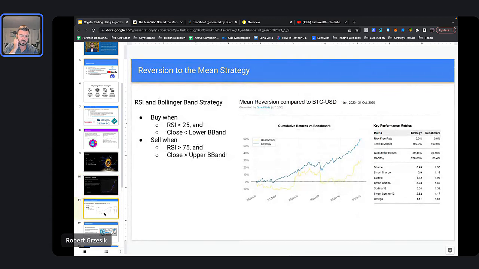Cool. Okay. All right. So let's talk about another strategy. All right. So let's talk about the mean reversion strategy, right? We call it reversion to the mean. Okay. This strategy basically uses technical analysis, right? For those of you that have been trading for some time, you've probably heard about different types of technical analysis indicators, right? In this case, we're using RSI and Bollinger Bands, right?